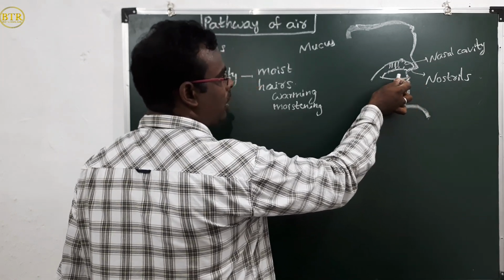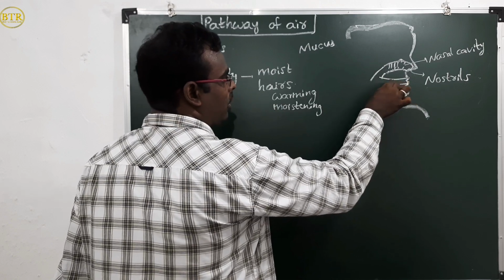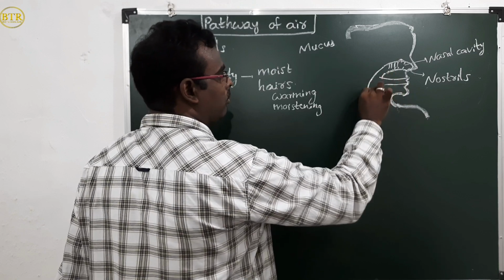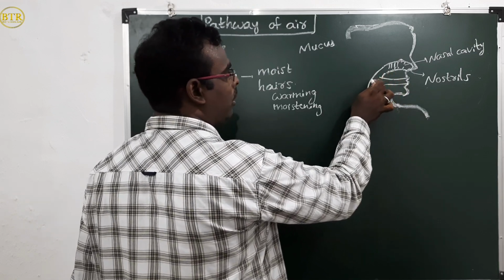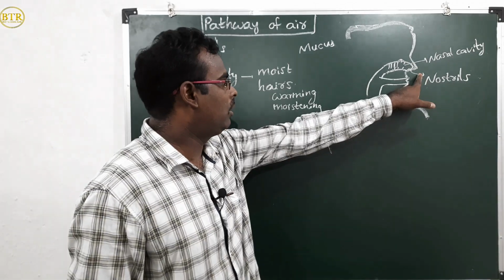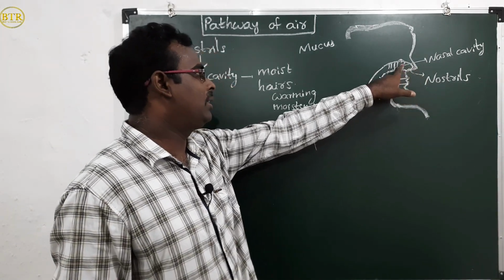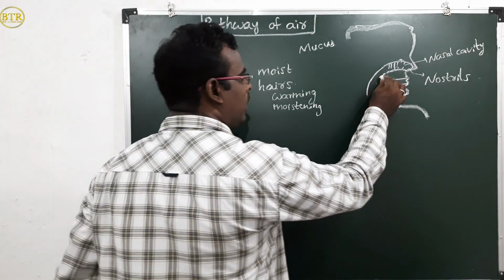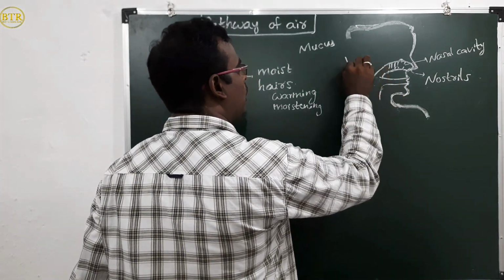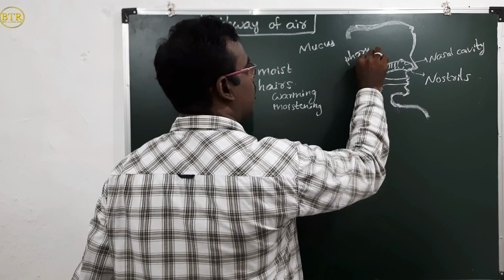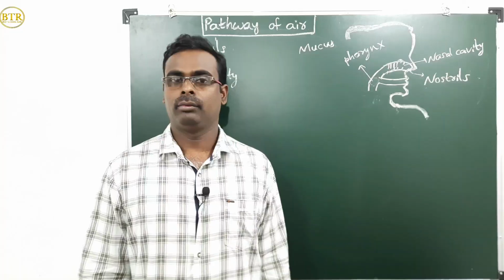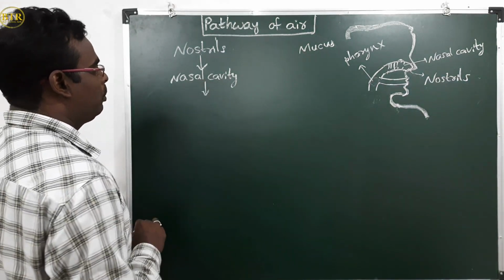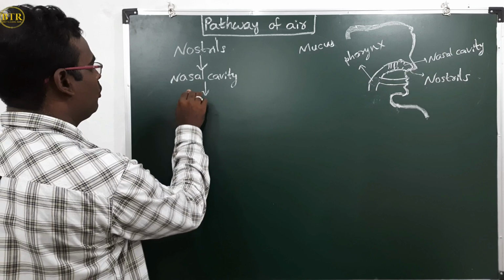Then the food enters the buccal cavity, and after the buccal cavity, the food reaches this same place. This is the place the air reaches after the nasal cavity when we take in air. This place is called the pharynx. See here, the nasal cavity opens into the next part of the respiratory system, that is the pharynx.